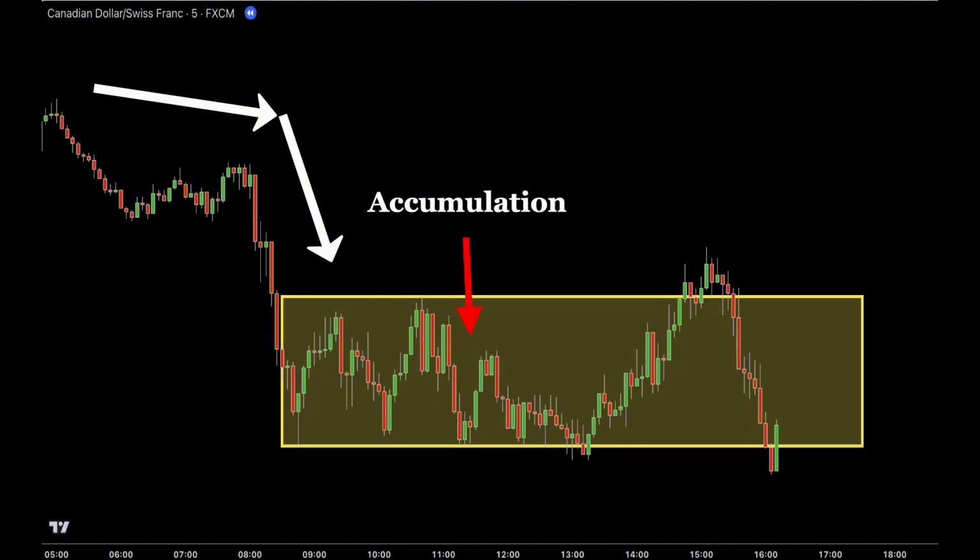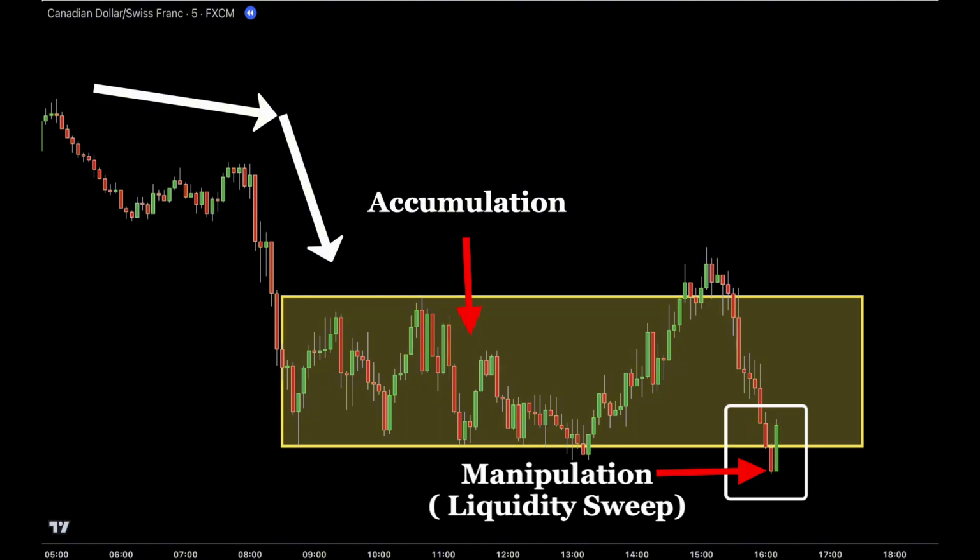After this consolidation, the market breaks below the range but quickly closes back inside. This is a classic case of manipulation or a liquidity sweep. At this point, we have accumulation, manipulation. Based on the power of 3 concept, the next step is likely to be a markup, a significant upward move.